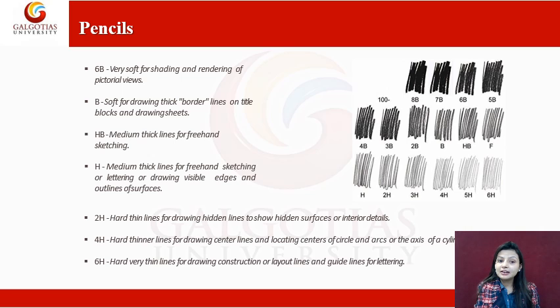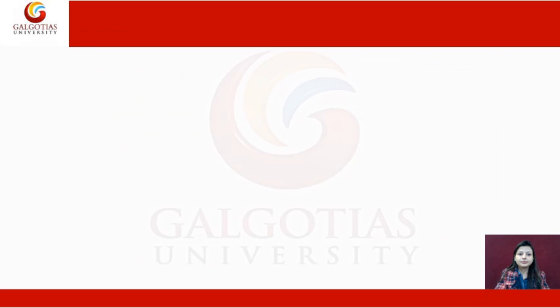4H is hard, for thinner lines for drawing center lines and locating centers of circles and arcs, or the axis. 6H is hard, for very thin lines for drawing construction or layout lines and guidelines for lettering. So you can see how dark is 8B, then 7B, 6B, 5B, 4B, 3B, and how light is 6H, 5H, 4H, 3H, 2H, and H. So these are the different shades of pencils.